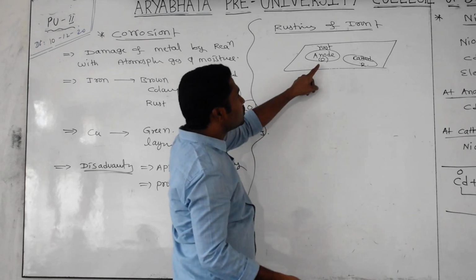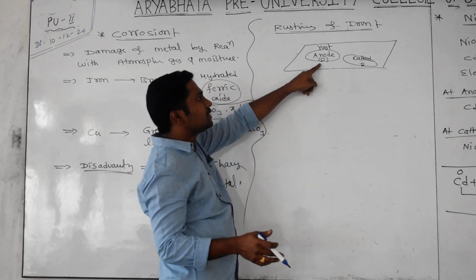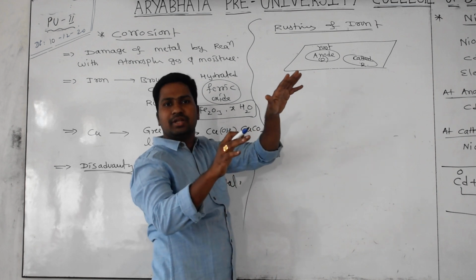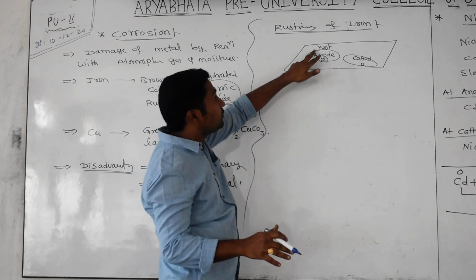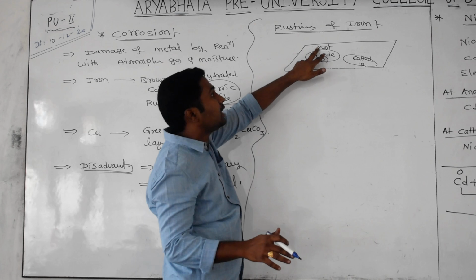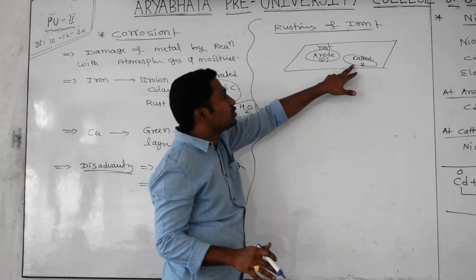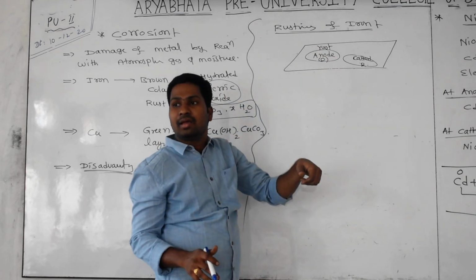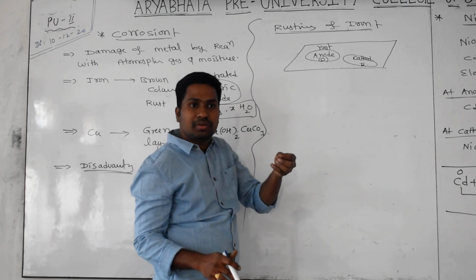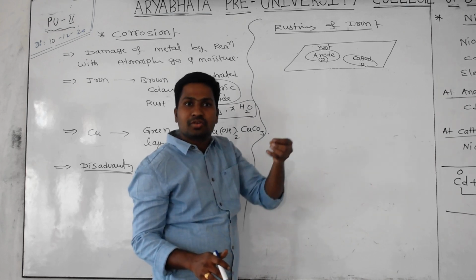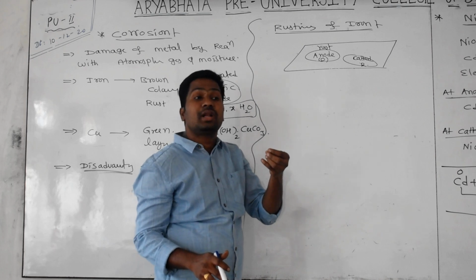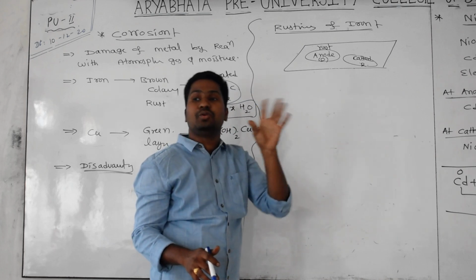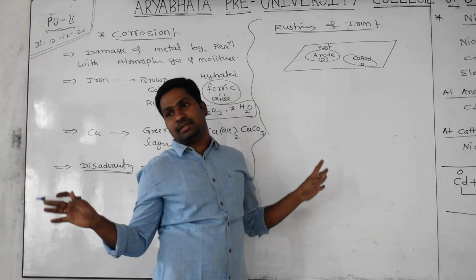So if you take any metal surface, the metal surface will be divided into anode and cathode regions like that. The metals in the anode region are undergoing rusting. The metals in the cathode region will not. Why? Metals are electropositive elements. They always lose electrons. Losing electrons is damage.